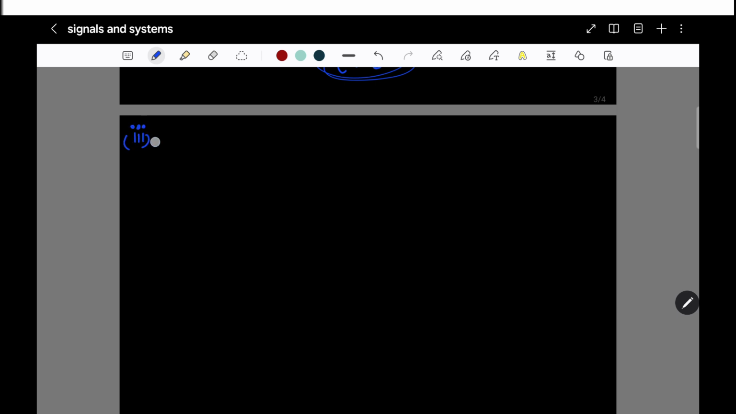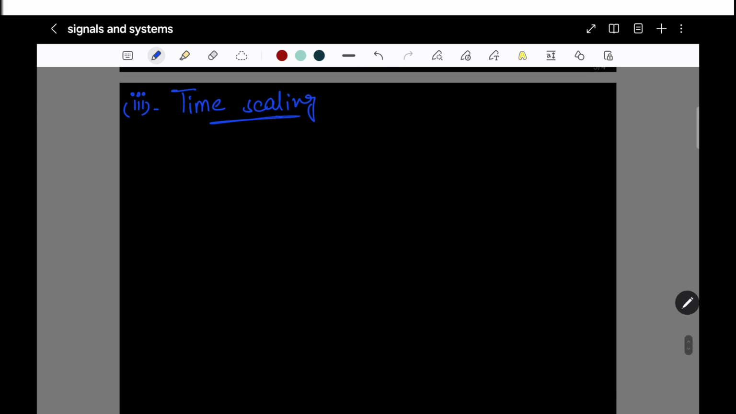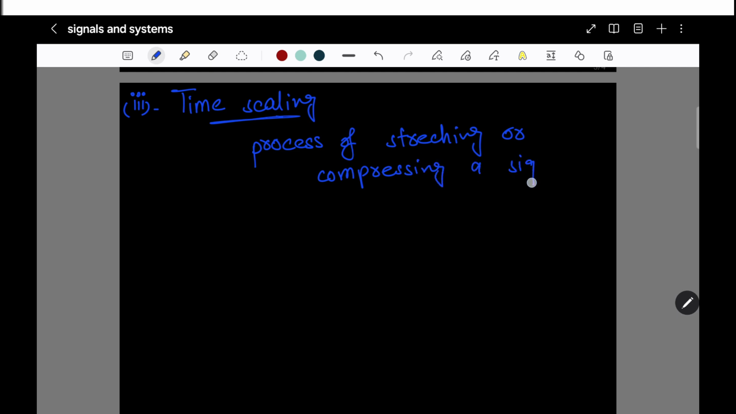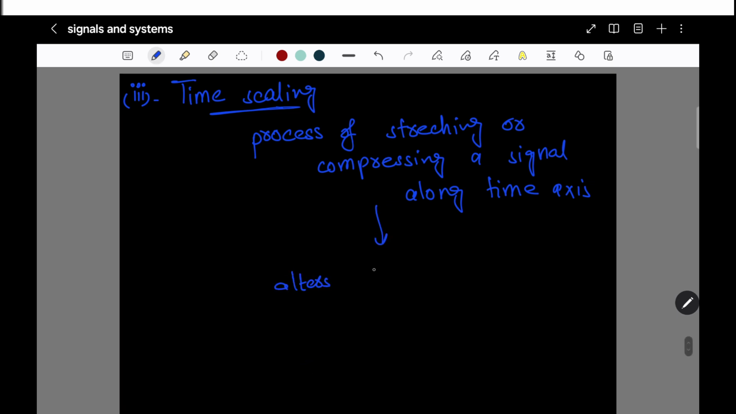Let's look at time scaling, which is the third transformation. Time scaling is a process of stretching or compressing a signal along a time axis. Basically, this operation alters the speed of the signal.